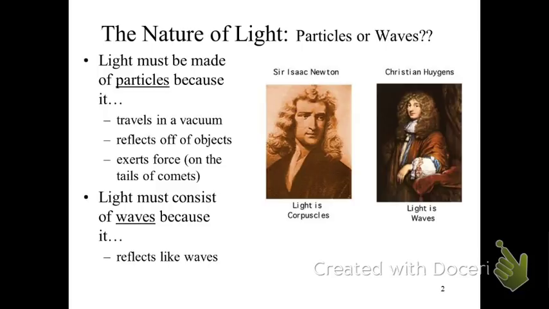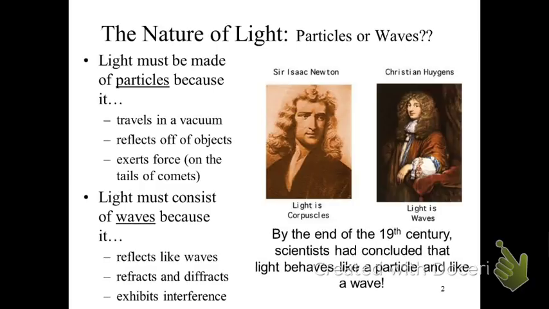And then another one, Huygens, he argued, no way, light has to be made of waves because it reflects like waves, it refracts and diffracts like waves, and it exhibits interference with other objects. And so these two went back and forth, and the question was, which one is it? Well, the answer is both, that light behaves both like a particle and like a wave. Now, bad news. That means we can calculate light characteristics like they're a particle, and we can also calculate light characteristics like it's a wave.